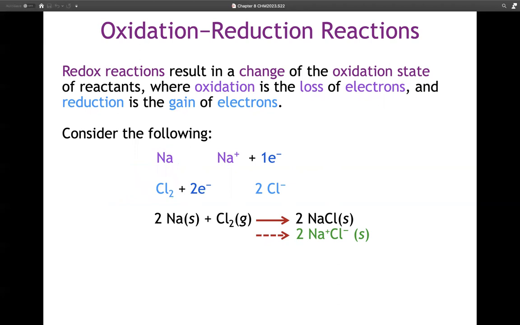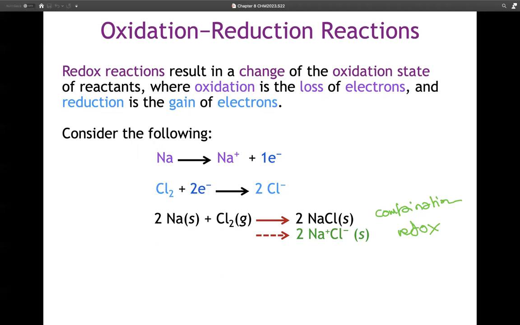So let's take a look. We have sodium. Sodium becomes sodium positively charged, so it lost an electron. You have two chlorine. Each one is gaining one electron, so you have two chloride ions. Okay, so when sodium metal reacts with chlorine gas to form sodium chloride, that's actually an example of a combination reaction, right? But it's also a redox reaction.